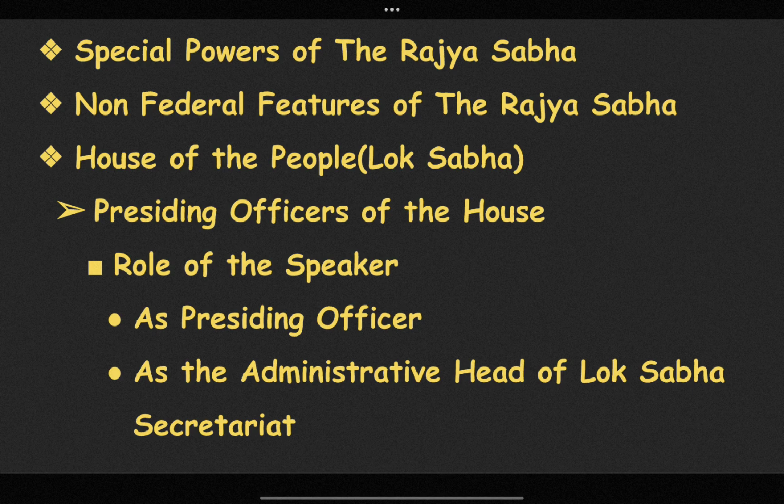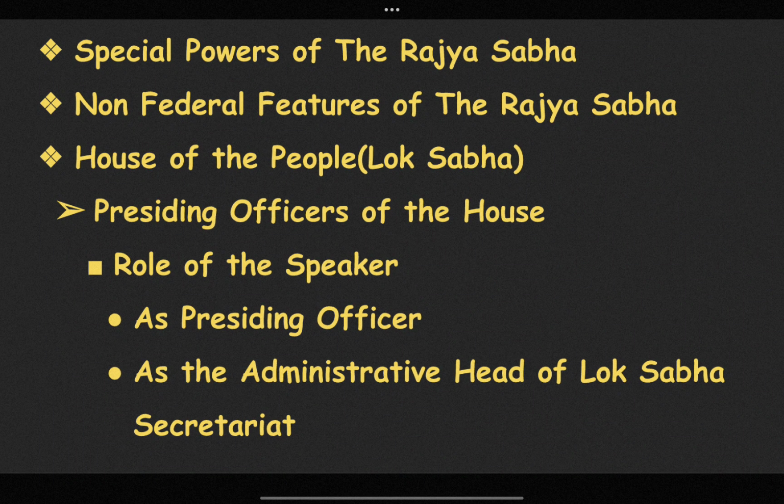The special powers of the Speaker. He presides over the joint sitting of the Houses of the Parliament. He certifies whether a bill is a money bill or not. The parliamentary committees function under the supervision of the Speaker. If the Speaker is a member of any of the parliamentary committees, he will be the chairman of that committee. He has the right of casting vote. The Speaker enjoys cabinet status.